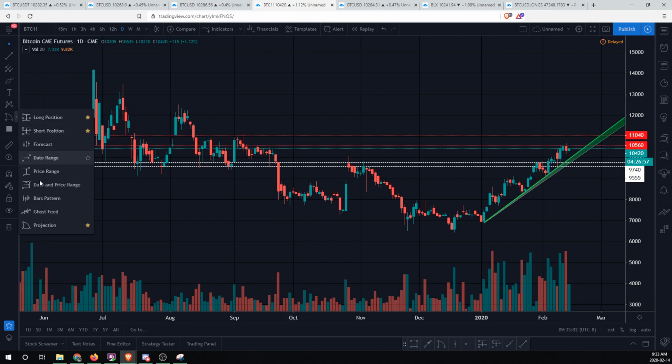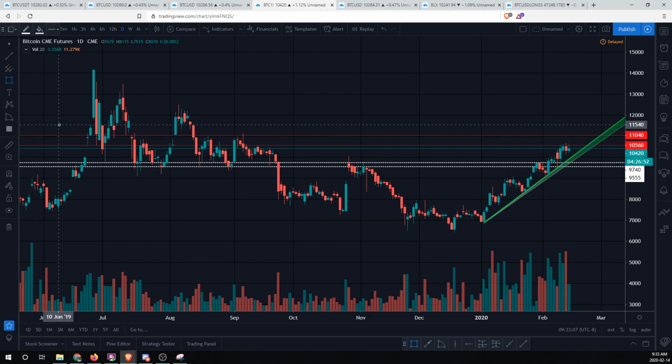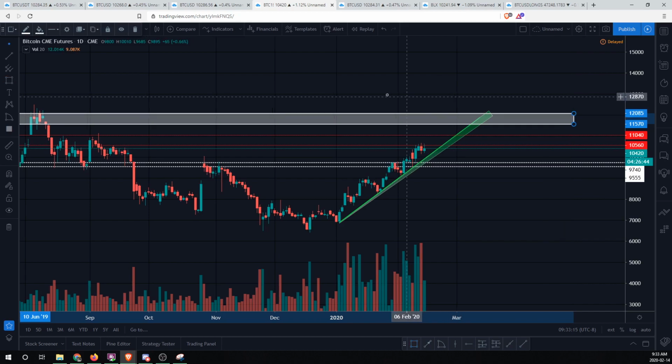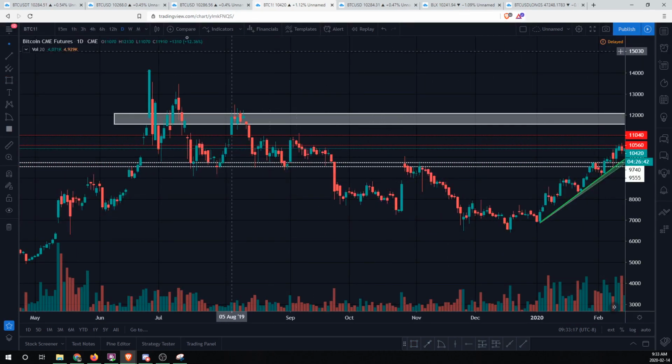So let's put that zone in right here. So it's from around 11.5 to around 12K, somewhere around there. So this is going to be our major supply zone that we need to pass in order to really see the buy volume coming into the market.